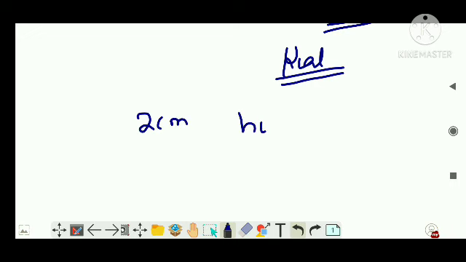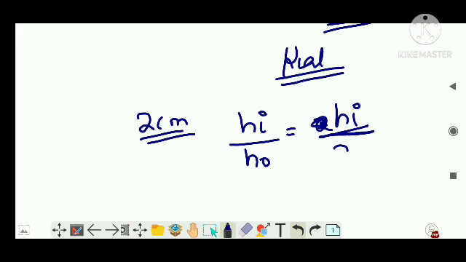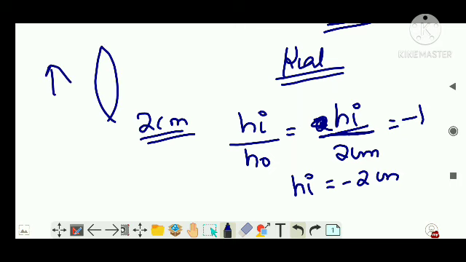The magnification is hi by ho, that is image height by object height. I just told you 2 centimeters is the height of the object, and we just found the magnification as -1. So what is the image height? It will be -2 centimeter. So if this was the condition, the image would have been like this. This is how the magnification values help you out in solving problems.